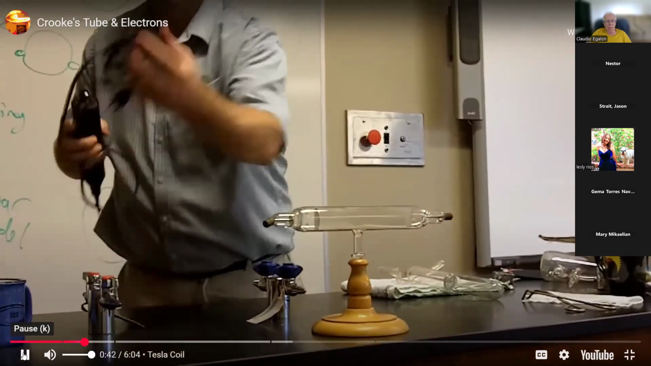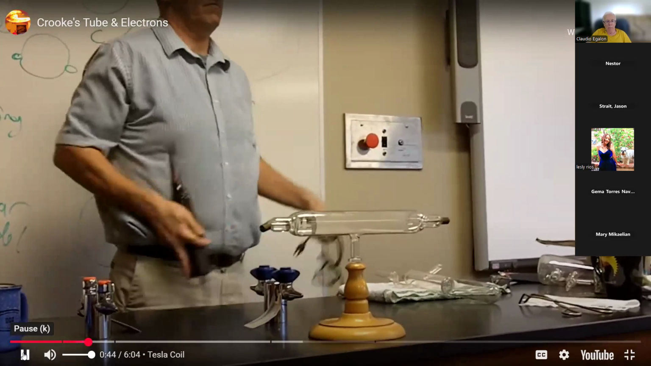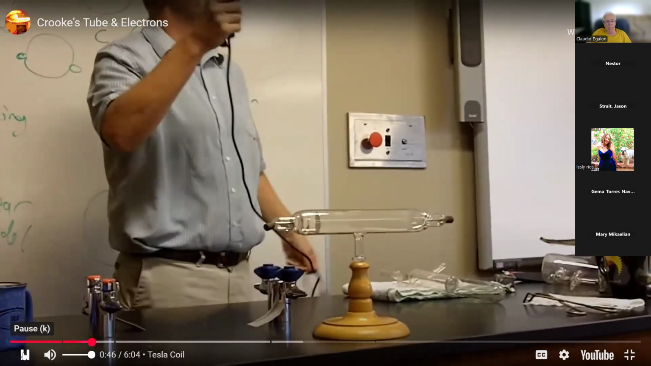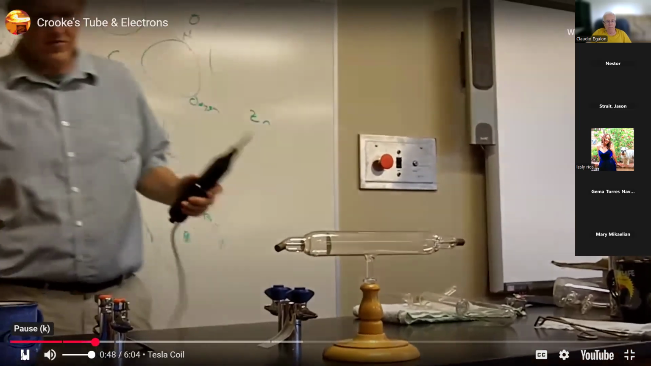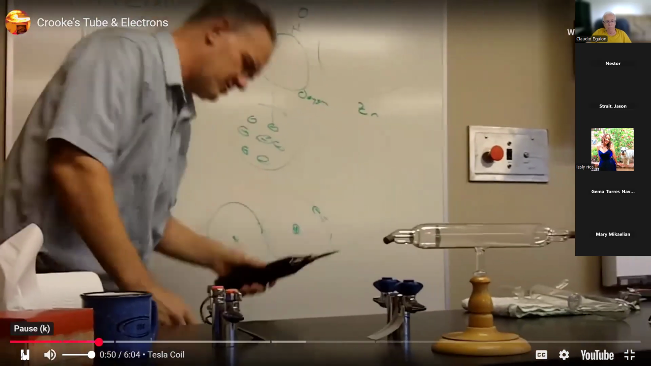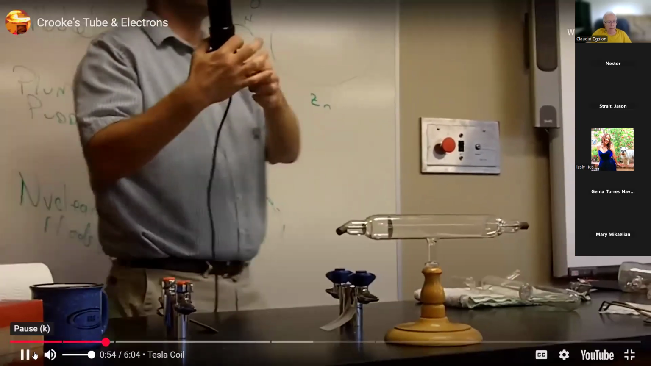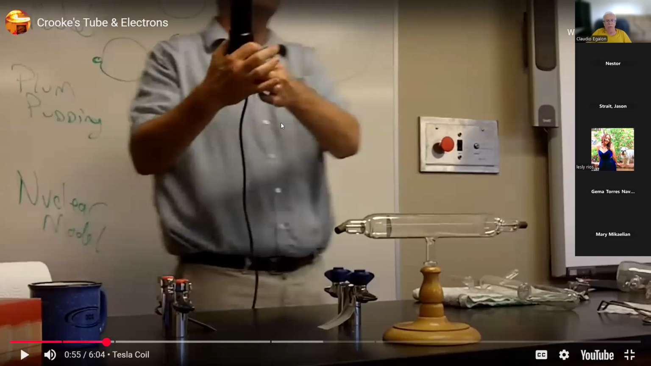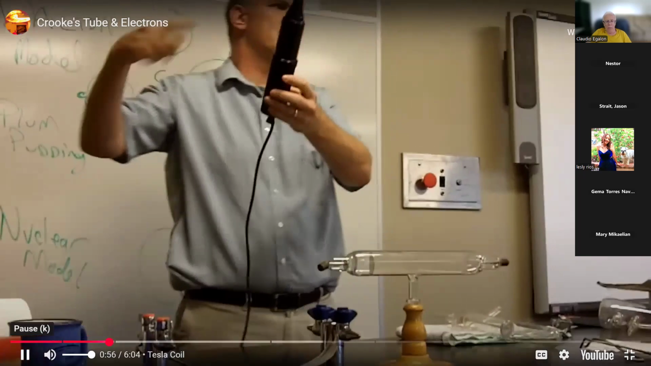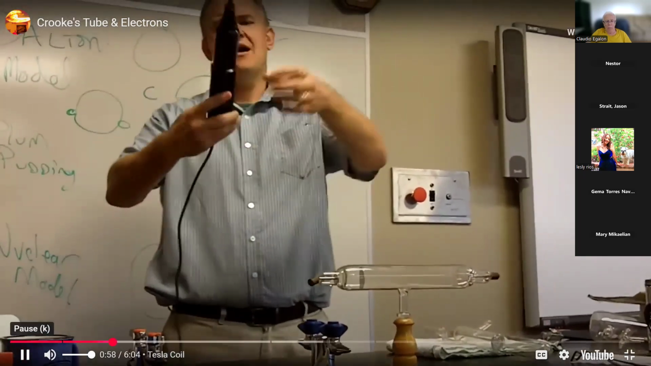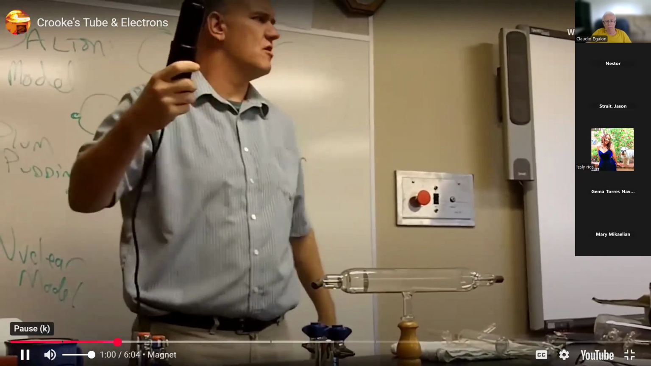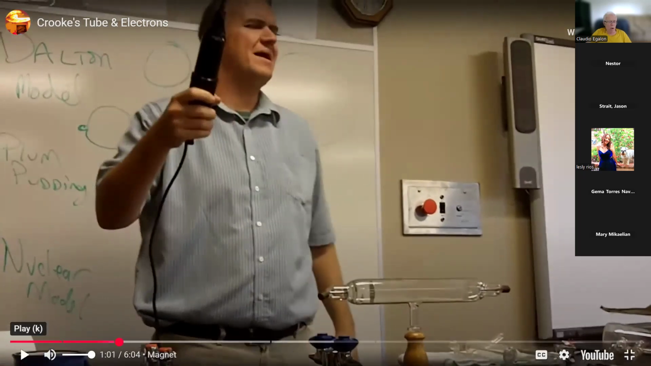This is a Tesla coil. Tesla coils generate lots of voltage. Right now, the Tesla coil is the source for the electrons here. Inside of here there's something spinning, and it's got some wires around that. The Tesla coil acts just like the high voltage source of the Crookes tube.